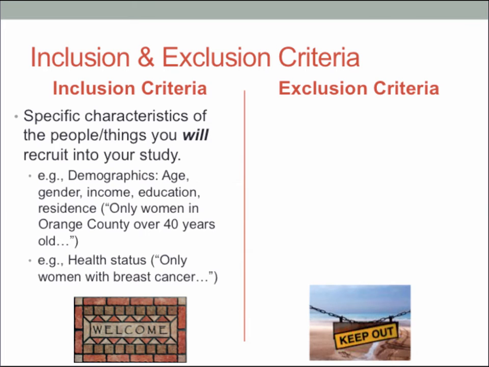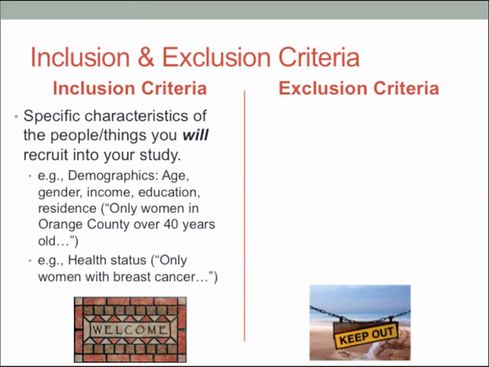So for example, different types of demographics would be age, gender or sex, income, education, residence. So for example, only women in Orange County over the age of 50 years old. Right? So we're looking at location, Orange County, looking at gender, just women, we're looking at age over the 40 years old. And we can also look at health status, right? You might be wanting to just look at individuals who might have breast cancer and just women with breast cancer.